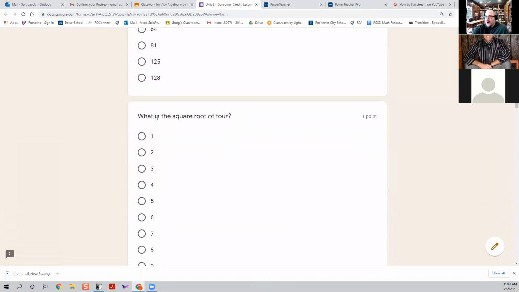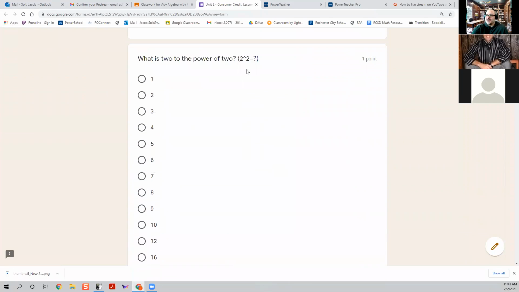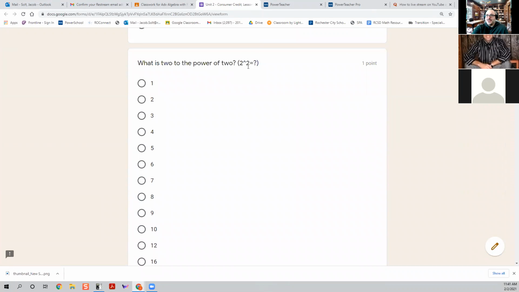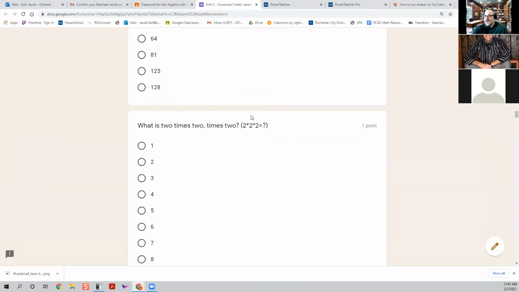All right. So now, what is the square root of 4? 2, right? Because 2 times 2 is 4. The square root of 4 becomes 2, right? We undid with the square root what we did over here. 2 to the power of 2, the square, equals 4. The square root of 4 gives us the 2 again that we started with. All right, so let's do this pattern.